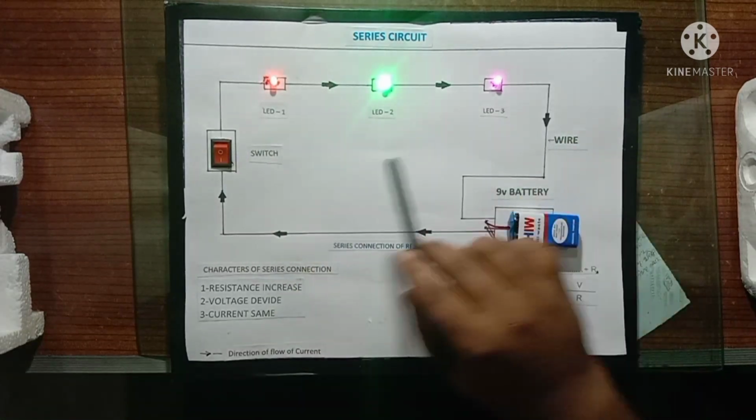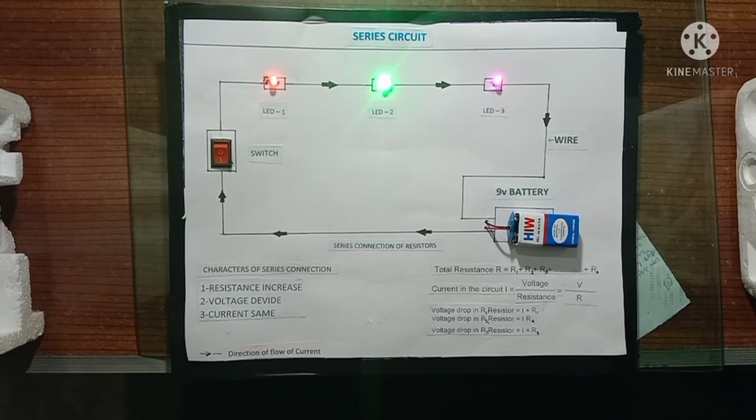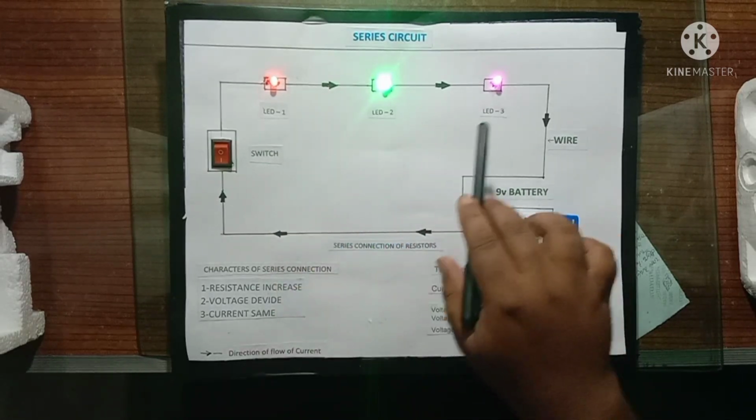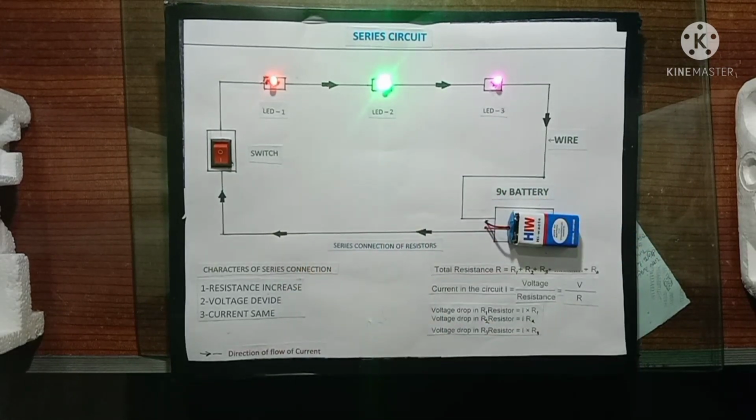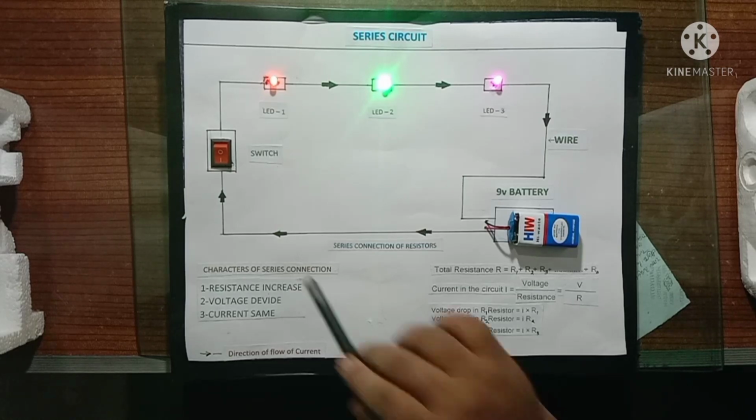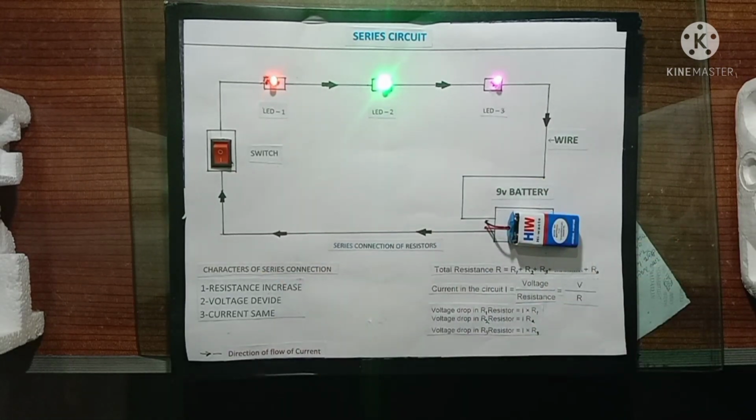There are three LEDs we have taken. The voltage in each is divided. This is a complete circuit of series connection. Here we have taken 3 LED bulbs, a switch, and a battery.